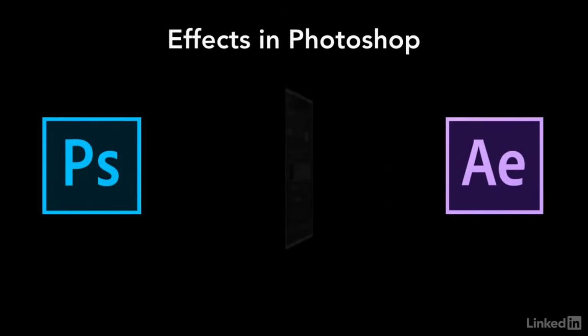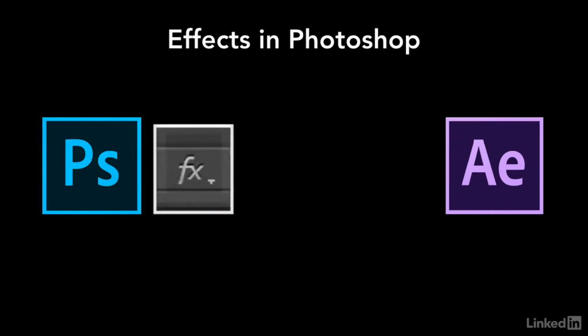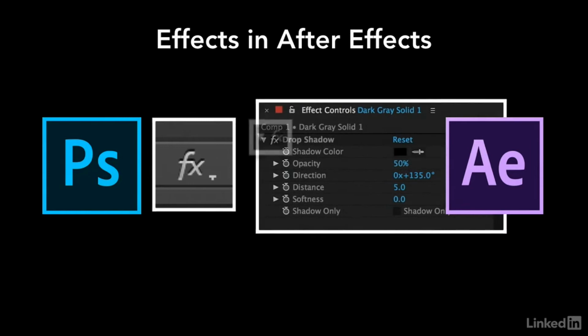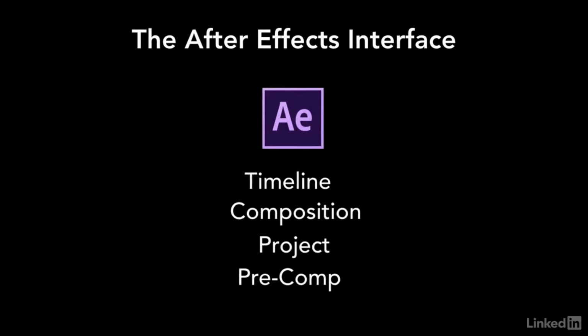And as I mentioned, After Effects works a lot like Photoshop. In Photoshop, we can apply effects to layers, then specify the properties. After Effects uses the same workflow to apply effects to layers in the Timeline panel. Now, when you first look at the After Effects interface, it can be a little intimidating, but for this course, we're only going to be using a few panels.